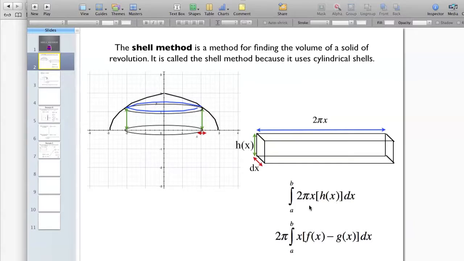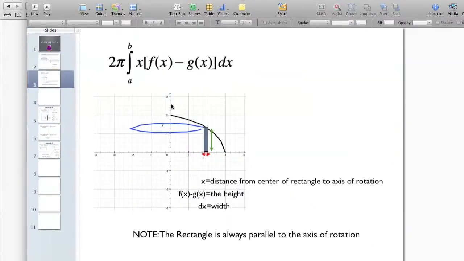So just to change this around a little bit, we can pull out the 2 pi and change h of x into f of x minus g of x, because h of x is the height, which can be found by subtracting the lower function from the greater function. So just to sum things up, here's the equation that we'll be using when revolving around a vertical axis.